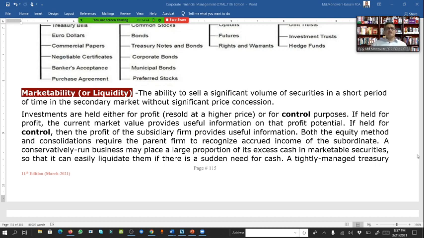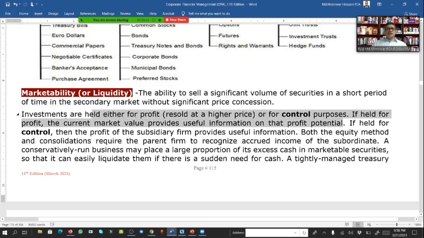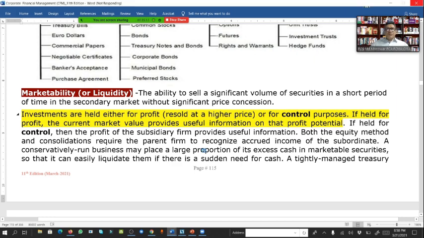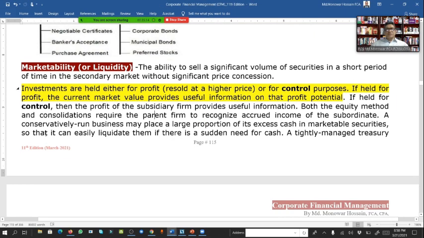So here investments are held either for profit or for control purposes. When held for profit, the current market value provides useful information on the profit potential. Also, that means marketable and liquid. When we need the money, we can sell it to the market and take the money for use.